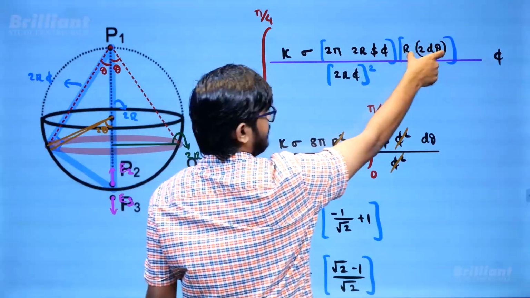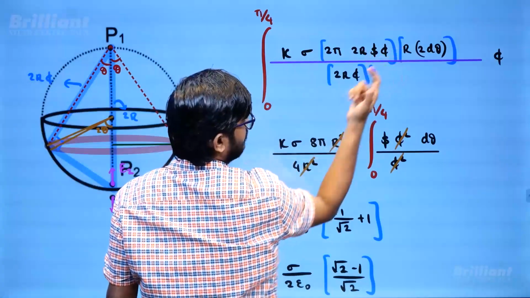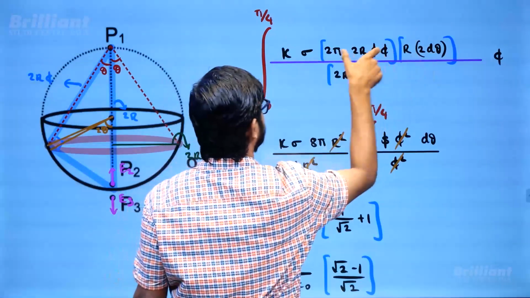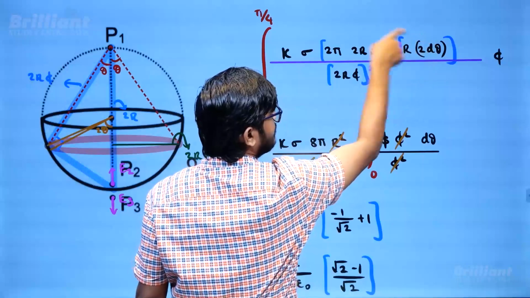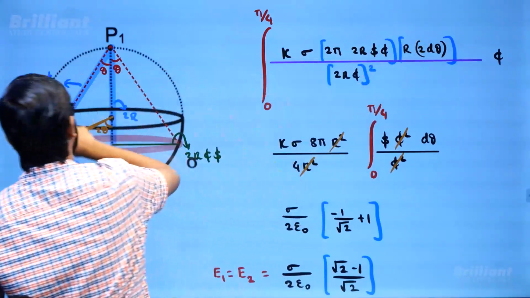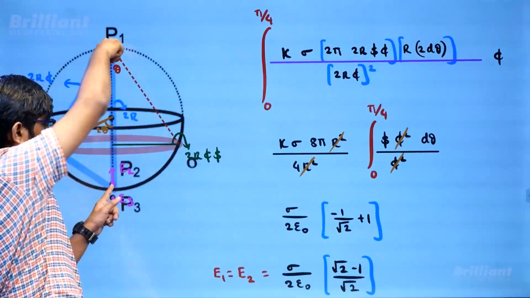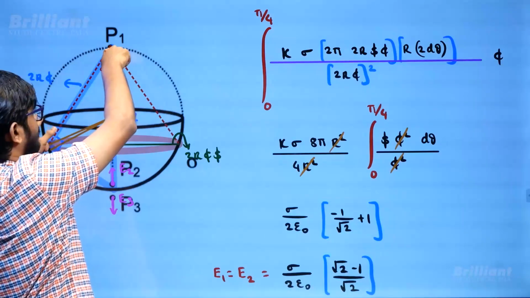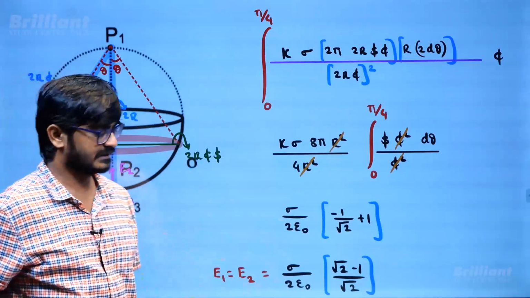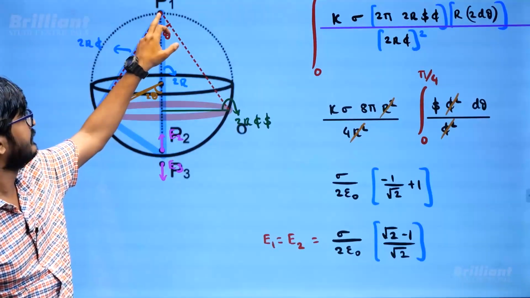2 pi r into thickness will give me the area, right? So sigma into area, this is the charge, this is perimeter into thickness, this will give me the area. So this is going to be charge, K into charge by distance square into cos theta. I have to do the integration from where to where. When theta equal to 0, it is going to be this point. When this point is going to be theta equal to pi by 4, because this is r, this is r, so theta equals pi by 4. When I do that integration, I am going to get this much. What is this? This is the field here or here.